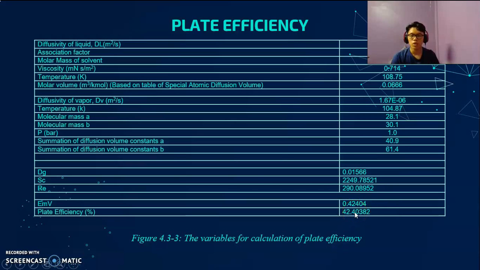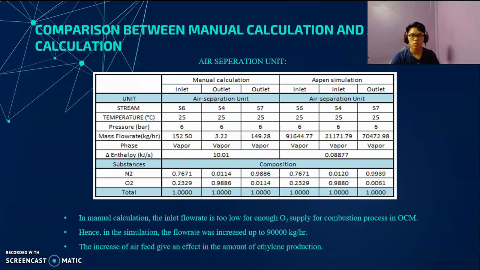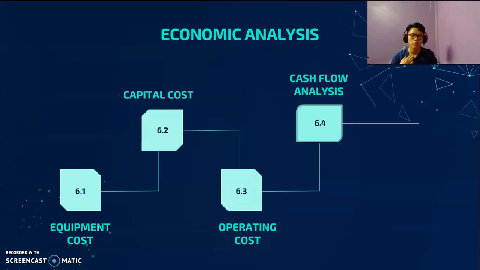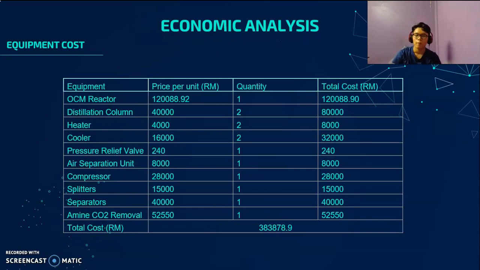So for the next part, I will talk about economic analysis. For the economic analysis, we can separate it into a few parts, which are the equipment cost, capital cost, operating cost, and cash flow analysis. So for the first part, equipment cost.